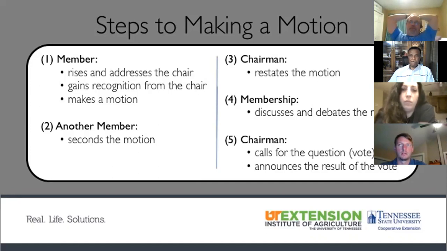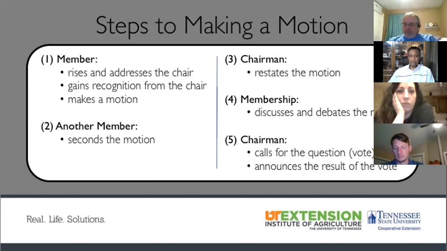So if we do receive the second, then I would restate the motion. It's been moved and seconded that we have a fundraiser for the Children's Hospital on April the 27th. This motion is debatable and amendable. Is there any discussion? We'll go through all the discussion, following all the rules we've just covered. When discussion is exhausted and no one else is speaking, I would say, hearing no further discussion, we will proceed to vote. All those in favor of the motion that we have a fundraiser for the Children's Hospital on April the 27th, please say aye. All opposed, please say no. The ayes have it. The motion passes.